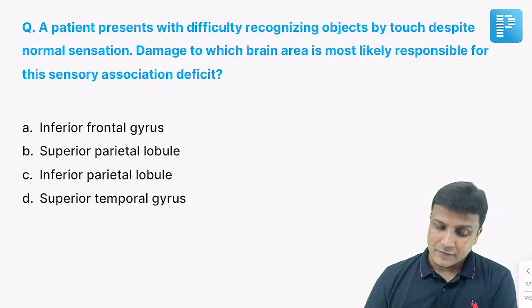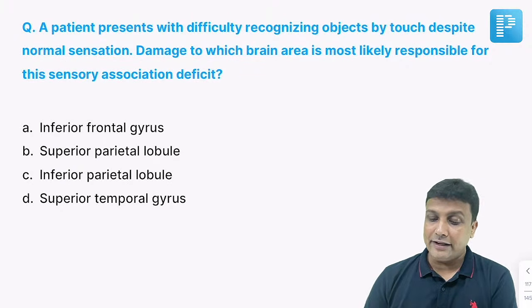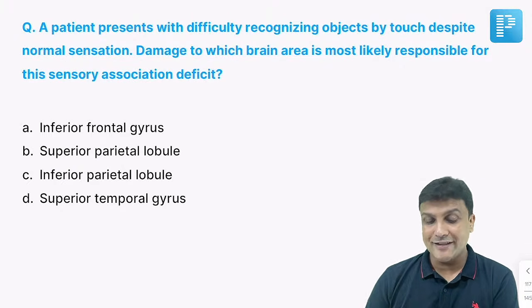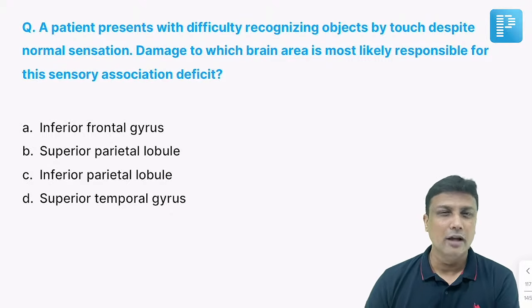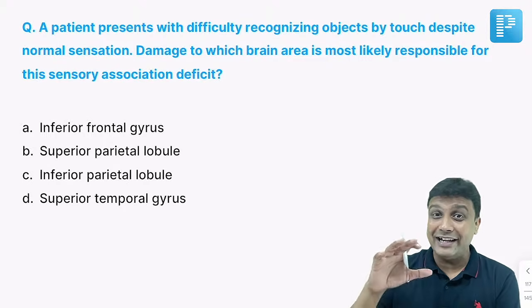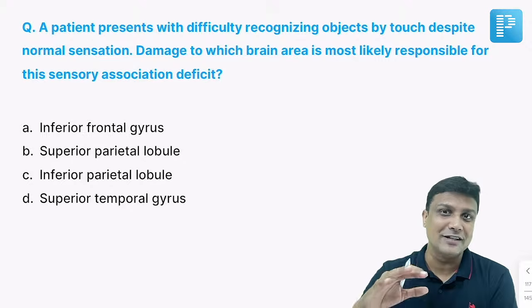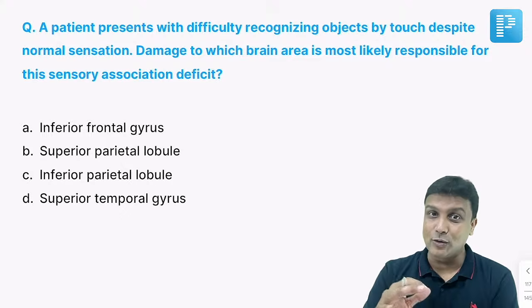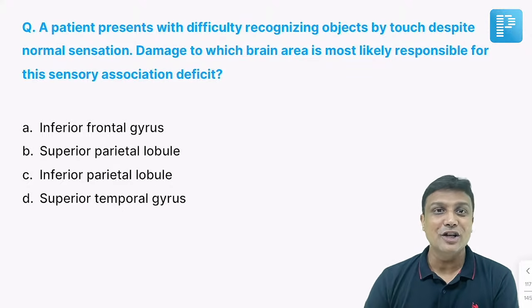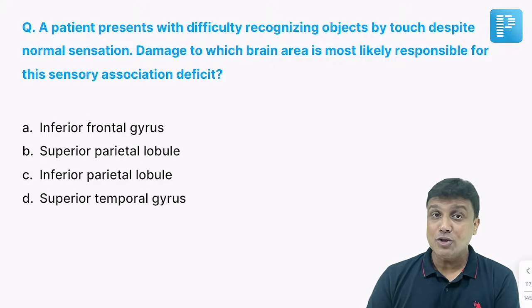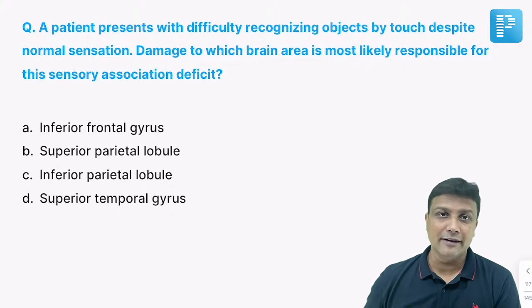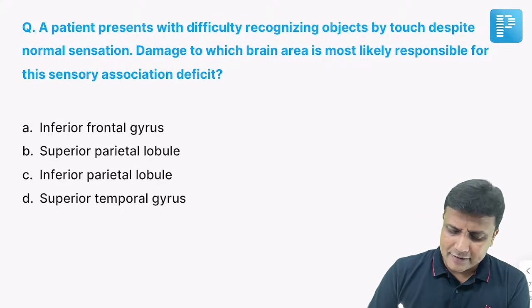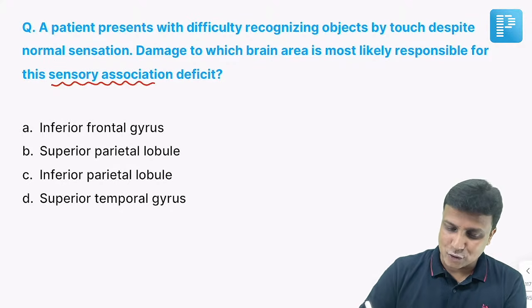Next one. A patient presents with difficulty recognizing objects by touch despite normal sensation. What is this known as, guys? The ability to identify the object just by touch without seeing. Okay, that is nothing but stereognosis. Damage to which of the brain area is most likely responsible for this sensory association deficit? Answer यहीं पर दिया गया है, sir, sensory association deficit.